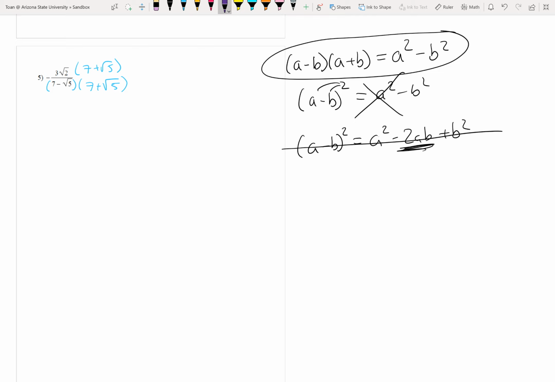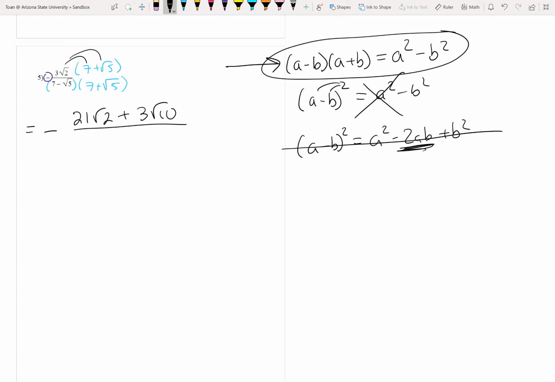Now, what about this negative here? He does nothing. Just carry it through the problem. So this equals a negative, and then just go ahead and distribute. 21 rad 2 plus 3 rad 10 over, now in the denominator you could FOIL them out, but you shouldn't have to, because we have this pattern here.